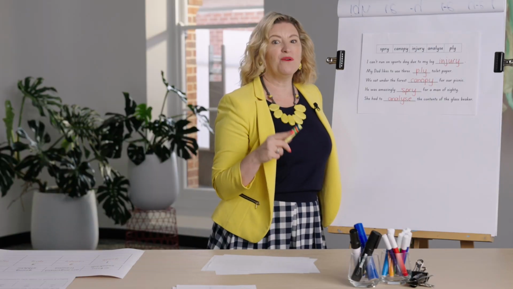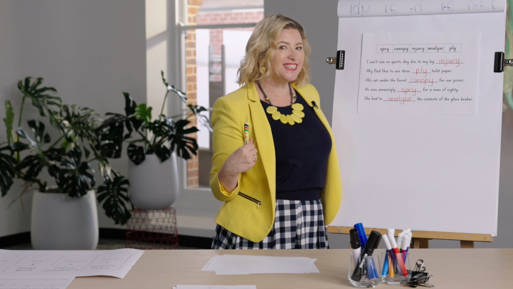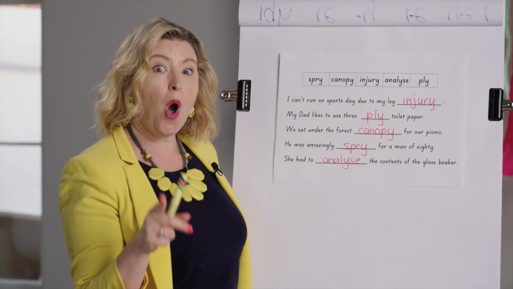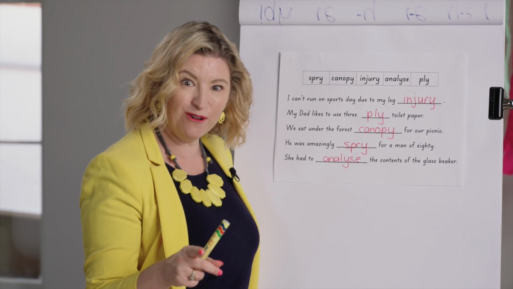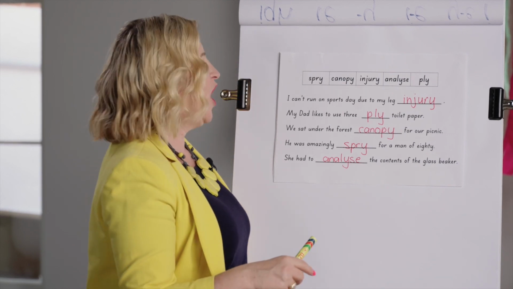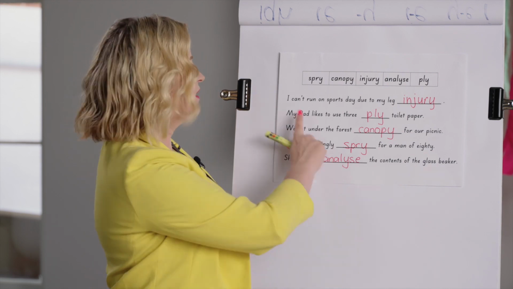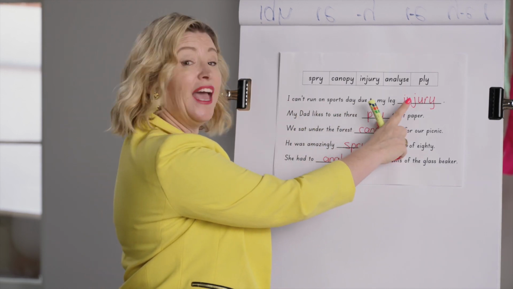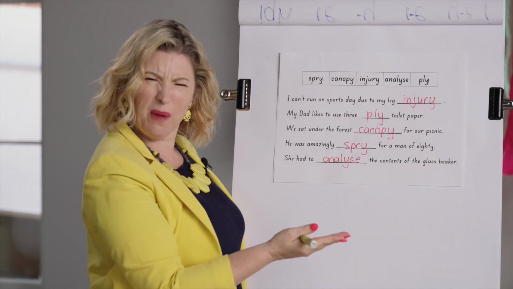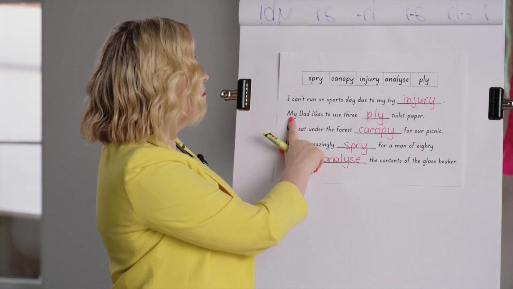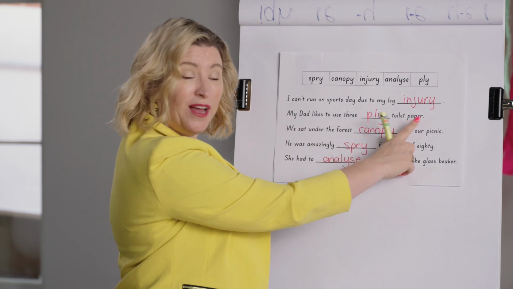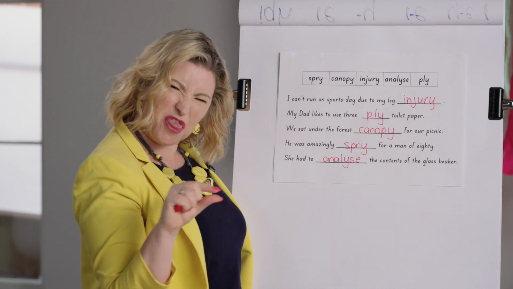How did you go? While you were gone, I popped in all the answers. Do you want to check them with me? Let's go. I hope you wrote the whole sentence as you did it as well. Excellent. Okay, let's read them together. I can't run on sports day due to my leg injury. I hurt myself, I can't run. My dad likes to use 3-ply toilet paper. He likes the one that's got 3 layers on it.